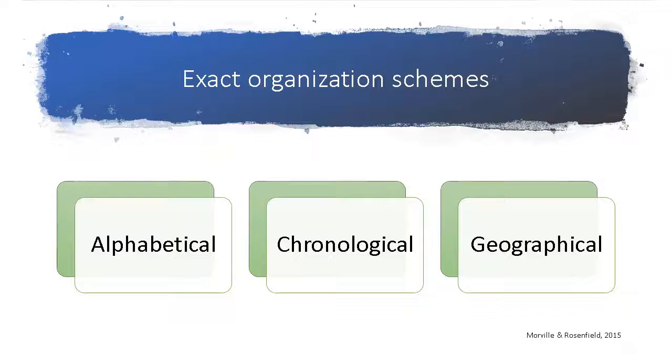Here are some examples of exact organization schemes. Alphabetical schemes are relatively common. However, they often serve as an umbrella scheme. Chronological is where information is grouped by date, and geographical groups content by location.